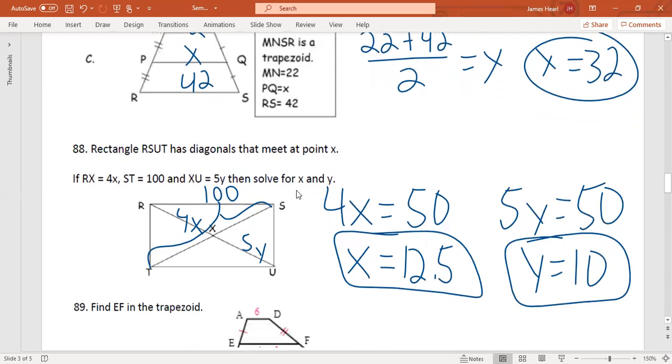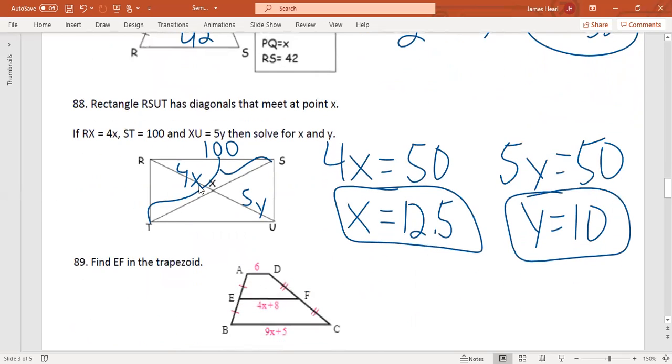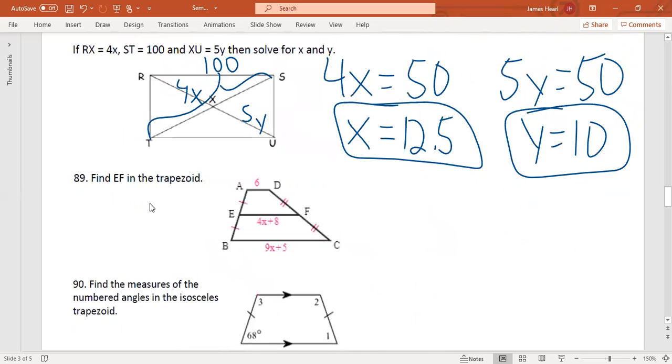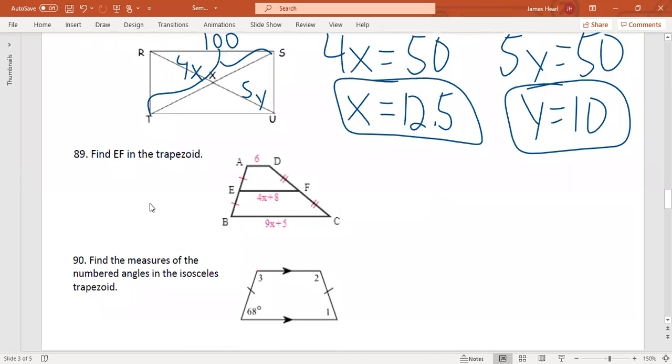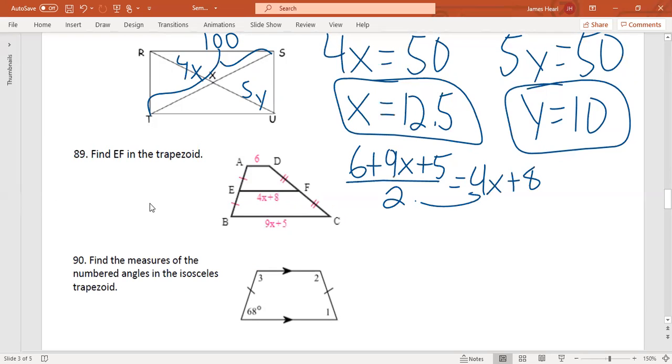All right, for 89, we're asked to find the value of EF in this trapezoid. It's another mid-segment problem, except this time the algebra is a little more advanced. So we're going to take 6 added to 9x plus 5 divided by 2 must be equal to the mid-segment, 4x plus 8. We're going to do 2 steps in one here. We're going to multiply the 2 over, don't forget about the distribution, and we're also going to combine the like terms that are in the numerator at the same time.